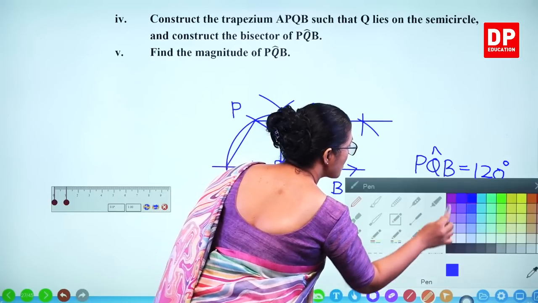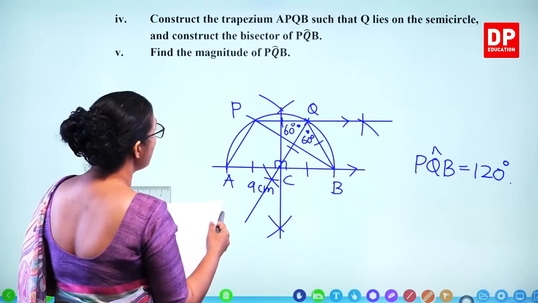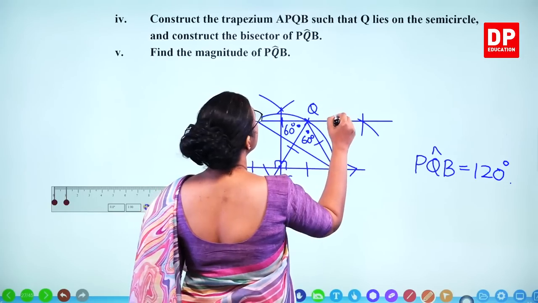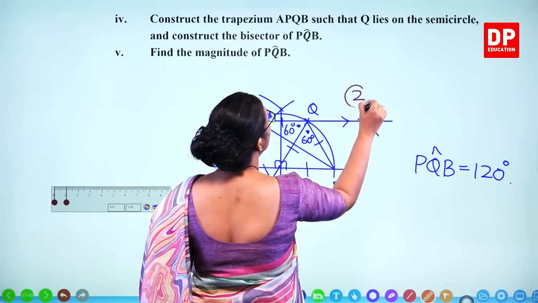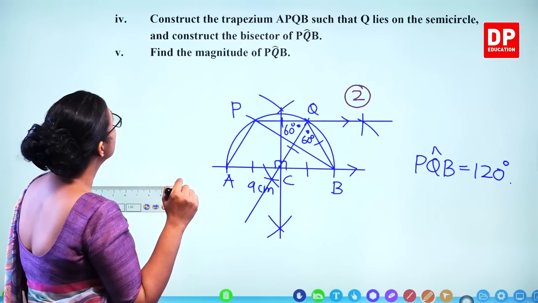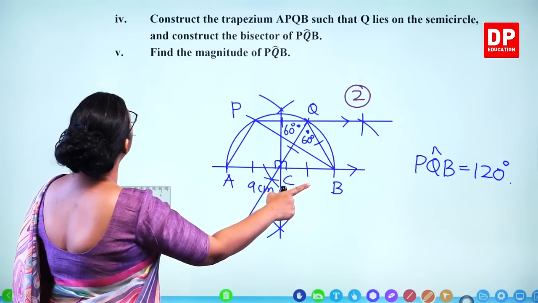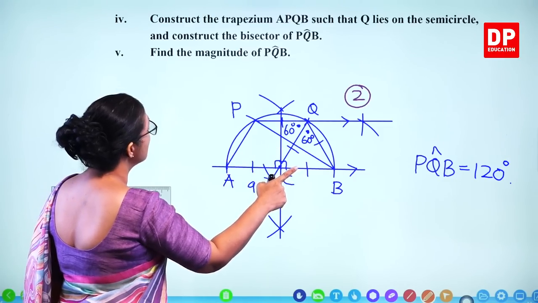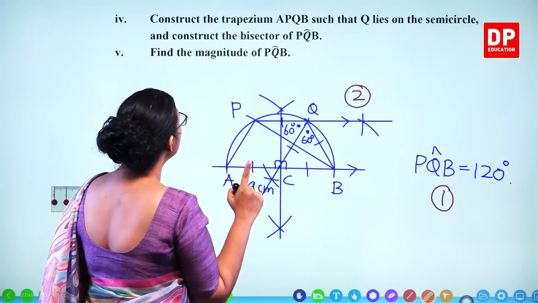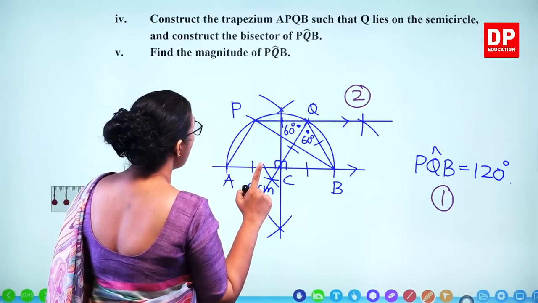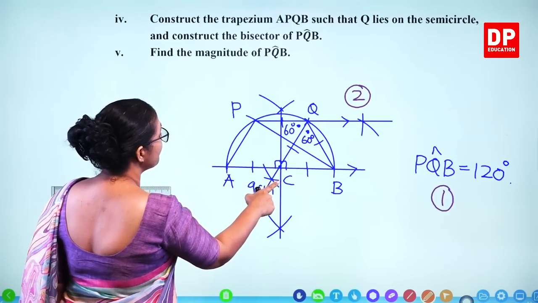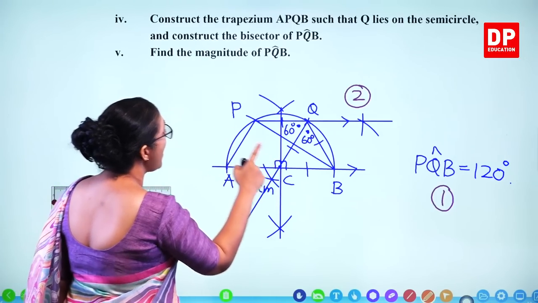So how many marks are there? You are getting 2 marks for constructing the trapezium, and 1 mark for finding this angle. And we can give another 1 mark for drawing the angle bisector.